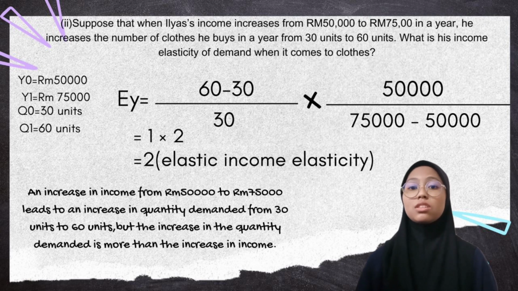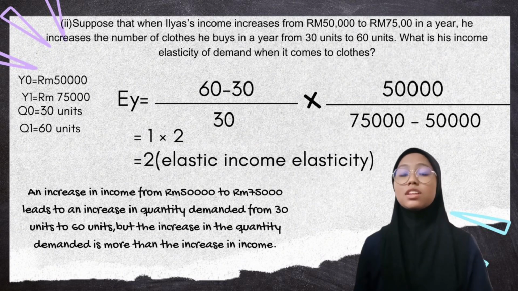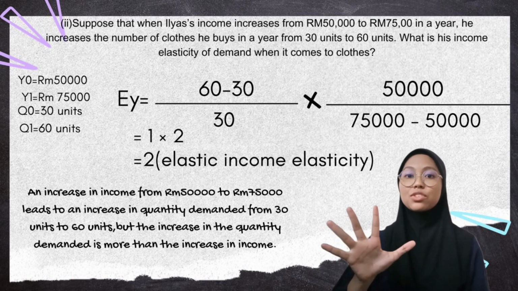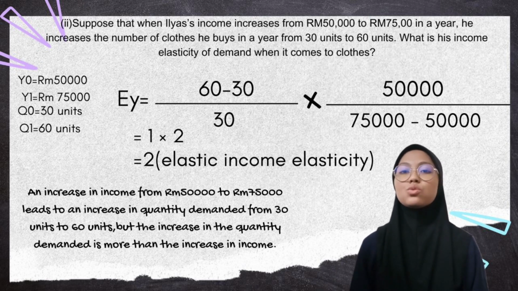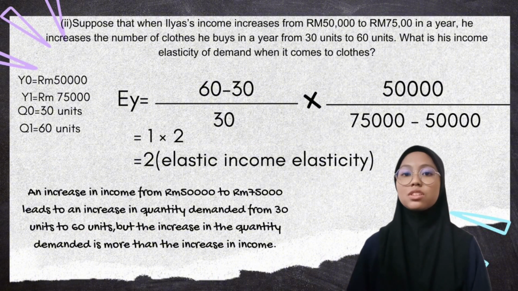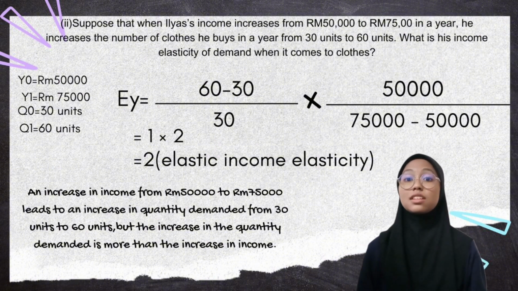This is the calculation for this question. Y0 equals Rm 50,000, Y1 equals Rm 75,000, Q0 equals 30 units, and Q1 equals 60 units. Okay, so this is how we calculate this. EY equals (60 minus 30) divided by 30, and the total we will times it with 50,000 divided by (75,000 minus 50,000). So the total is 2.